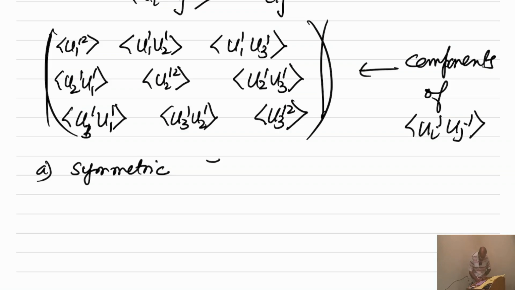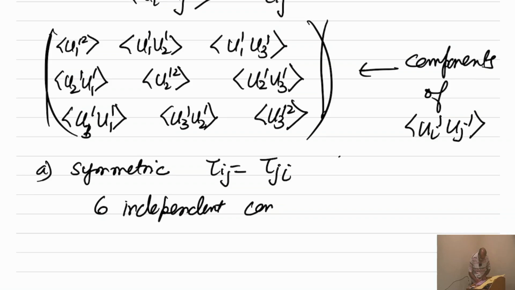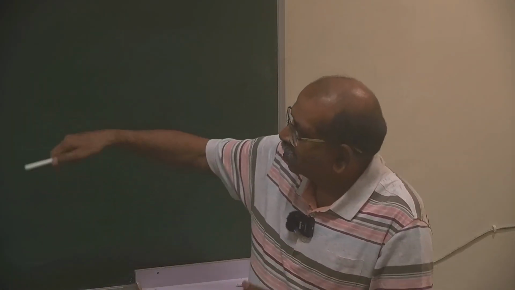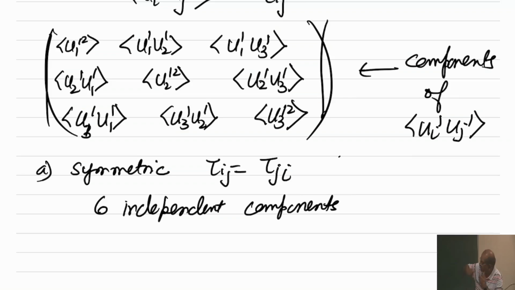It means tau ij is equal to tau ji. And this makes it so that the number of independent components of this will be 6 and not 9. In general, a 3 by 3 matrix has 9 components, but because of symmetry, the number reduces to 6. Okay.